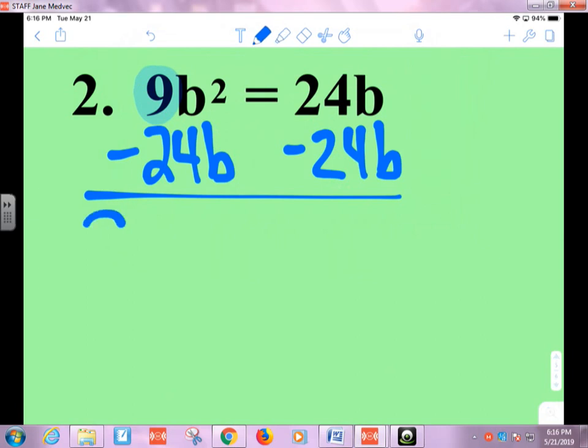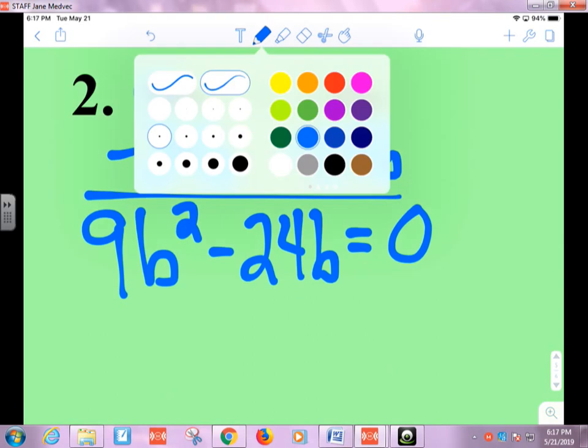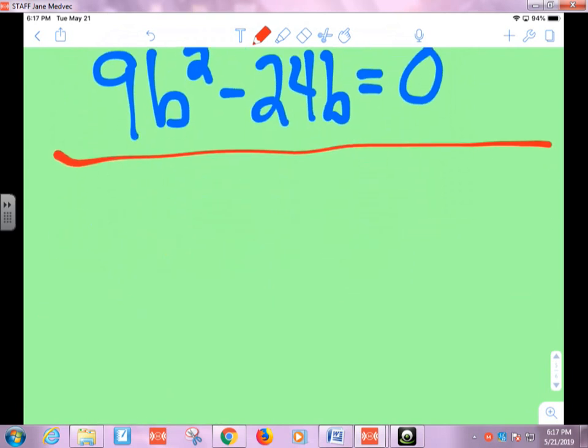So I'm going to end up going 9b squared minus 24b equals 0. And again, they're not like terms, so I can't add them together because the 9b is squared and the 24 is just b. So that is our standard form. We're done with step 1. Now let's go to step 2. Step 2 is to find the greatest common factor.